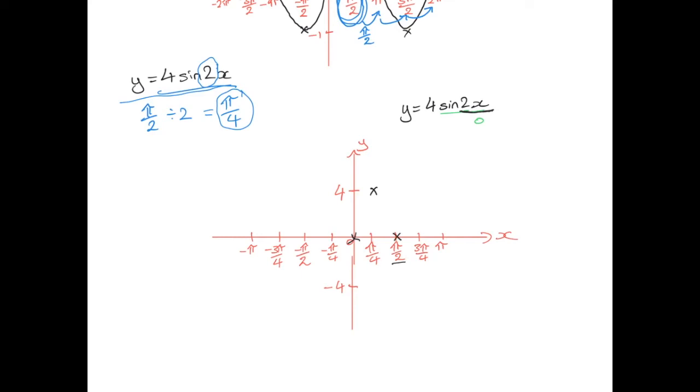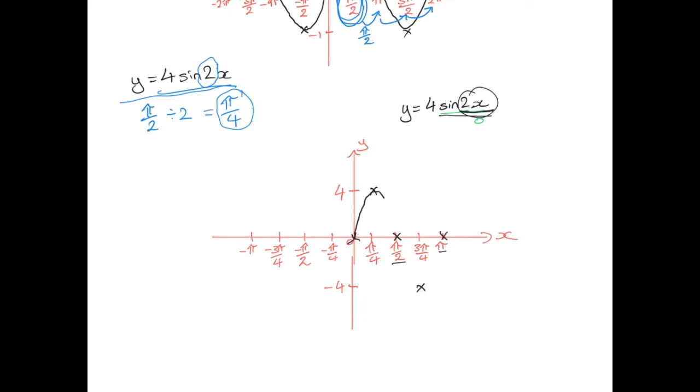I think you might see a pattern. Next, 3 pi on 4. 2 times 3 pi on 4 is 6 pi on 4, or in other words, 3 pi on 2. Sine of 3 pi on 2 is negative 1. 4 times negative 1 is negative 4. And I think you can guess what's going to happen with the next one. When x is pi, 2 times pi is 2 pi. Sine of 2 pi is 0. 4 times 0 is 0.